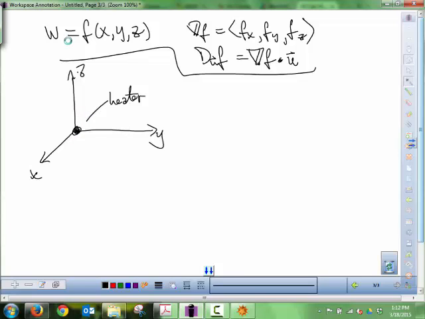Now I need to define the function. What's the function? The function W, a common application for something like this would be a temperature. So instead of calling it W, maybe I'll call it T.